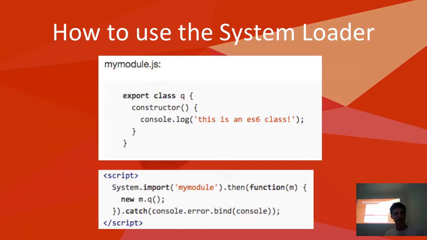And it's pretty underwhelming. It's simply that line down there, system.import module name, returns a promise. Okay, let's start from the top. There is a file called myModule, and it exports a class. This is a named export, by the way. The class is called Q. Okay, what's a class? That's ES6 syntax, never mind. It could be a function, it could be a variable, whatever. But in this case, it's a class.